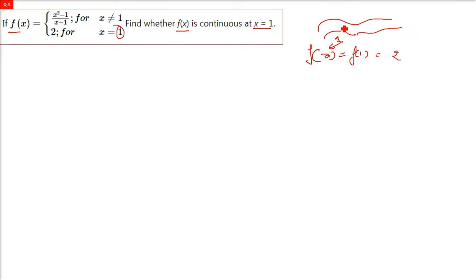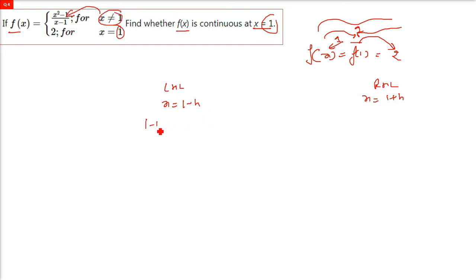Then we will find out the limits, that is the left hand limit and the right hand limit. If the left hand limit and right hand limit are equal and it is equal to the value of this function at x equals 1, which is 2 in this case, then we say that this is continuous. So LHL and RHL we will find out. So in place of x, we are going to put 1 minus h here, and 1 plus h here. So it will not be equal to 1 then. x is not equal to 1. So we'll put it here.